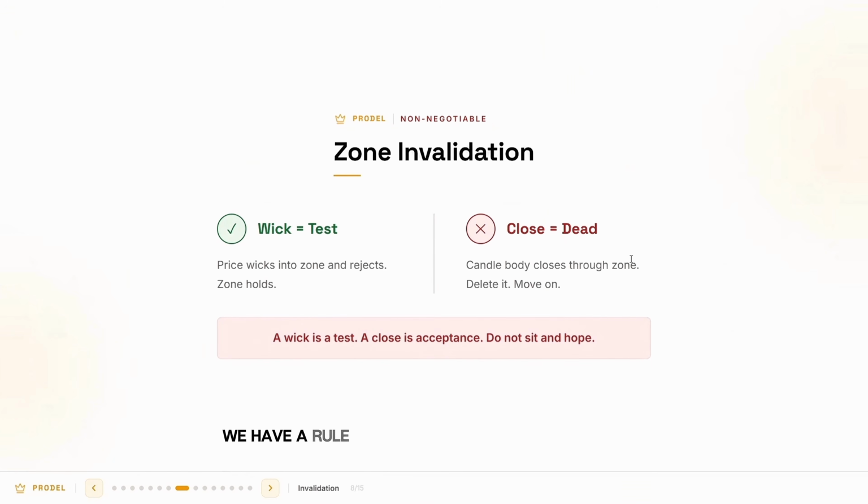We have a rule that is absolutely non-negotiable. Look at this closely. If a higher time frame candle closes through your zone, that zone is invalid. Game over. Just delete it. But the wick doesn't invalidate it. Why? A wick is just a test. The market probed the level and rejected it. A close means acceptance.